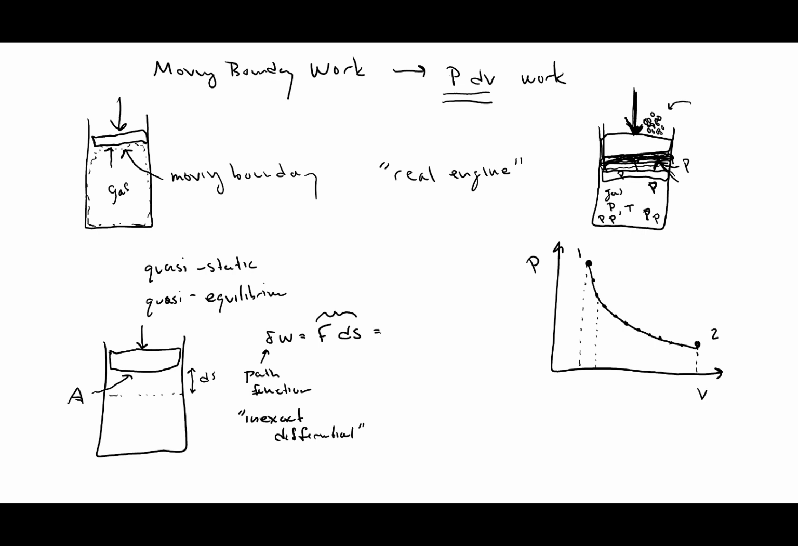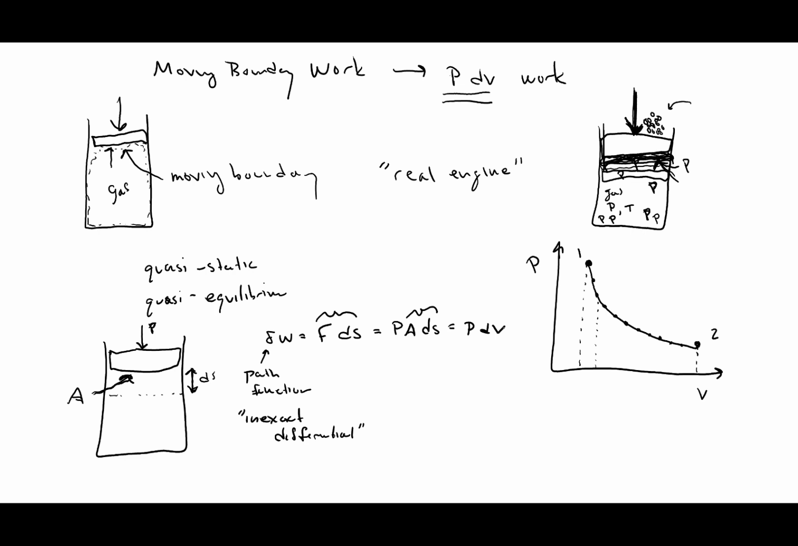Equal to, so the force is pressure times area. So we have pressure times area, so that's the pressure here, multiplied by the area of the piston, ds. And area multiplied by this length is a volume. So this becomes PdV. So that's why this moving boundary work is often called PdV work.